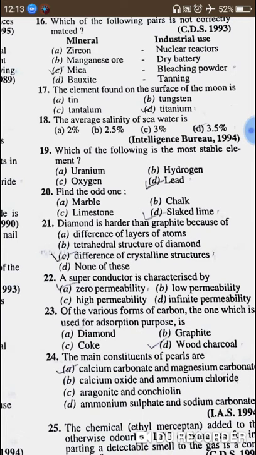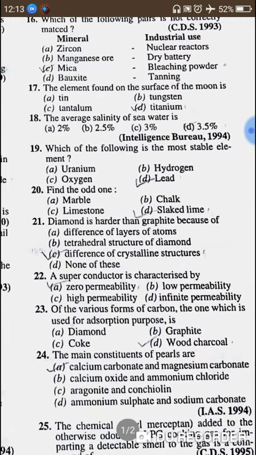Next question. The main constituent of fuels are, and our answer is calcium carbonate and magnesium carbonate. So the main constituents of fuels are calcium carbonate and magnesium carbonate. Next question. The chemical ethyl mercaptan added to the otherwise odorless LPG cooking gas for imparting a detectable smell to the gas is a compound of, our answer is sulfur. So the chemical ethyl mercaptan added to the otherwise odorless LPG cooking gas for imparting a detectable smell to the gas is a compound of sulfur.